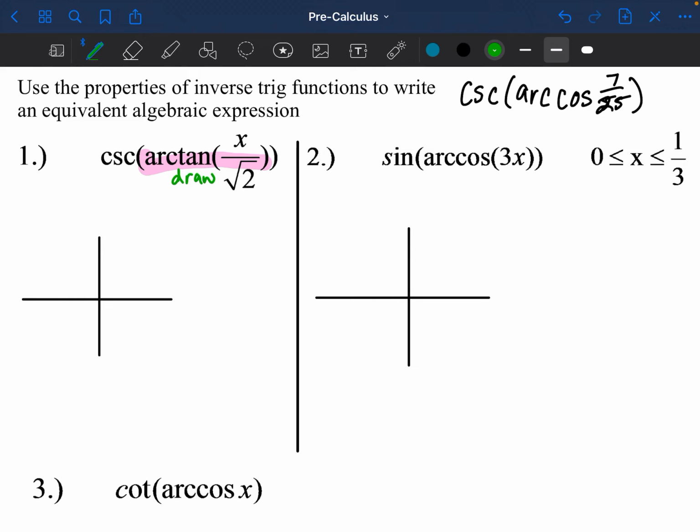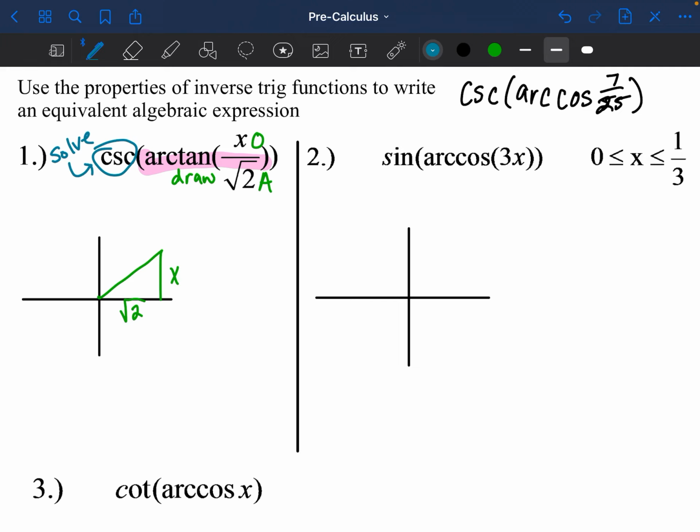Tangent, remember our SOHCAHTOA, tangent is equal to opposite over adjacent. And with these ones, it's just easiest to always rock in quadrant 1. So the opposite is x, the adjacent is square root of 2. We don't know the hypotenuse, and we need the hypotenuse in order to solve for the cosecant. Right? So the inside helps us draw the picture. The outside is telling us what we're actually trying to find. So I know 2 sides of the triangle, and I need to know the third.